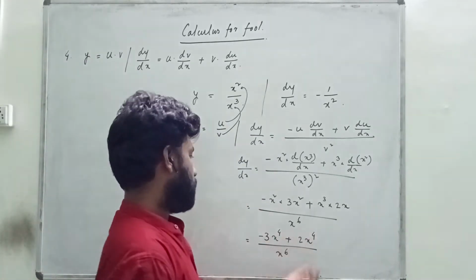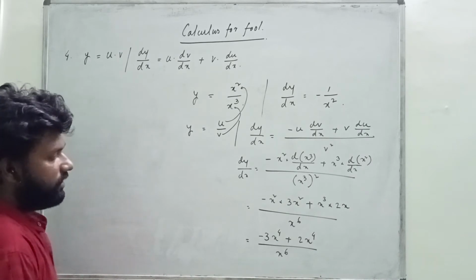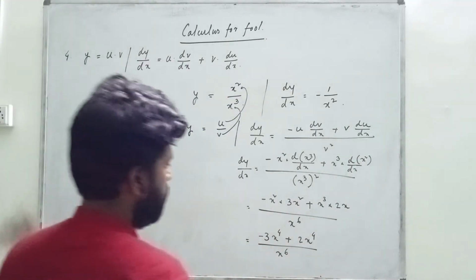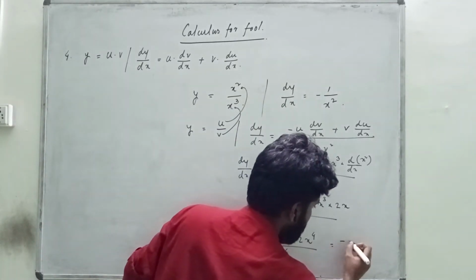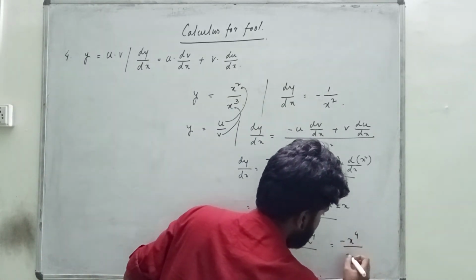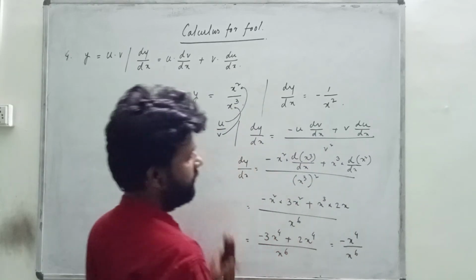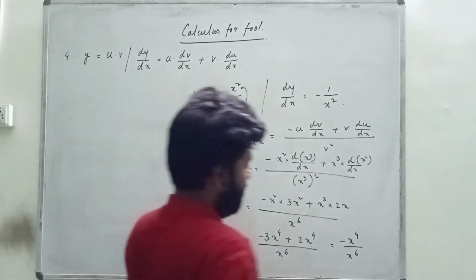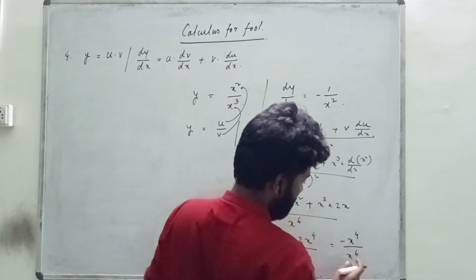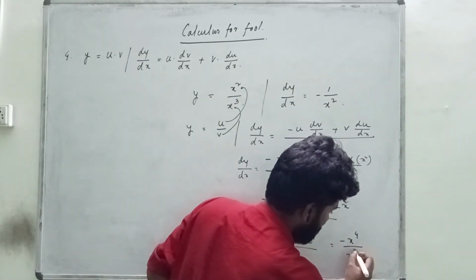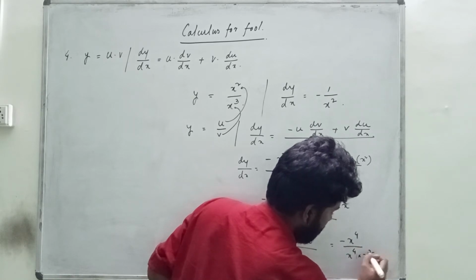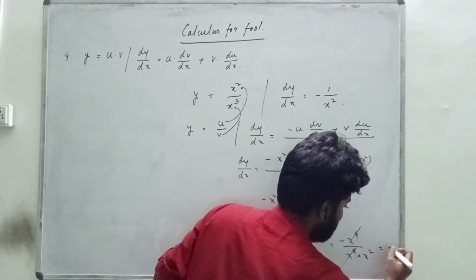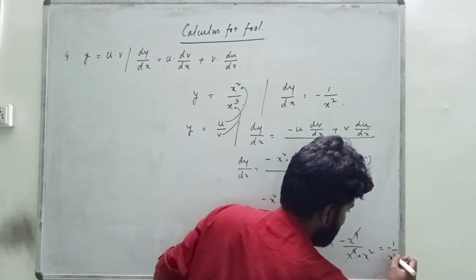So what will happen in the numerator? It is a minus 3x to the power 4 plus 2x to the power 4, is actually minus x to the power 4 over x to the power 6, and obviously all of the more will happen here. x to the power 6 means x to the power 4 into x squared, and x to the power 4, x to the power 4 cancels out, and you will get minus 1 over x squared.